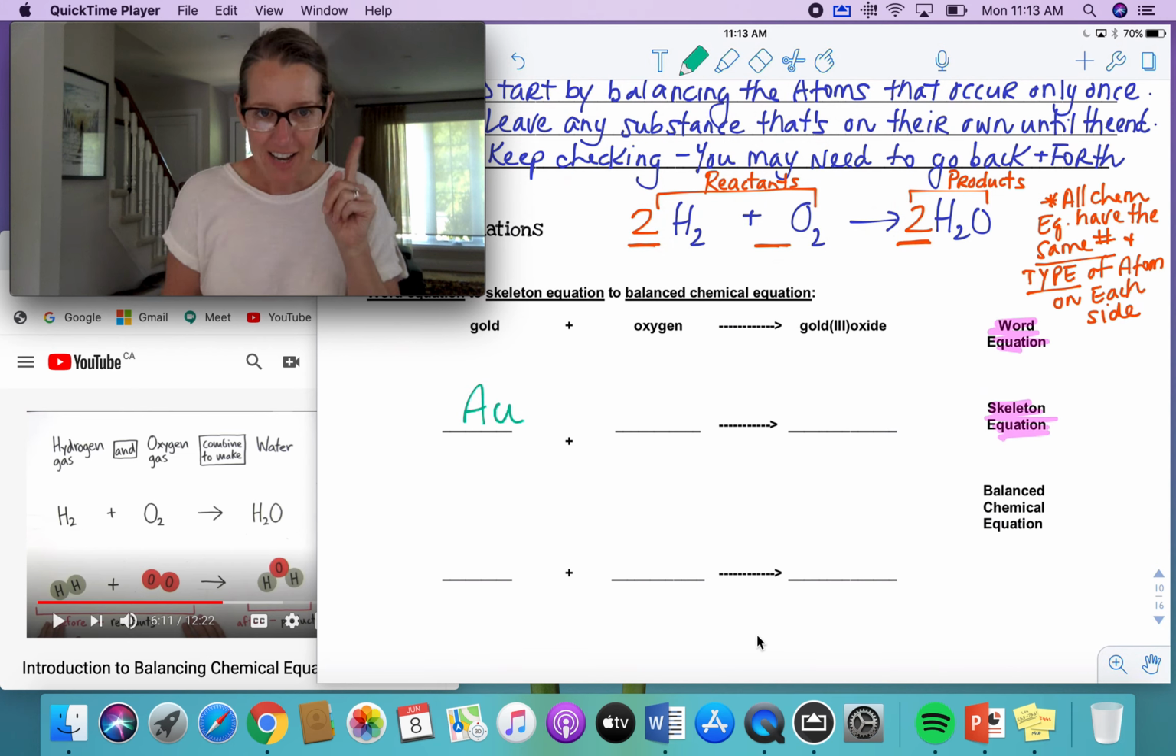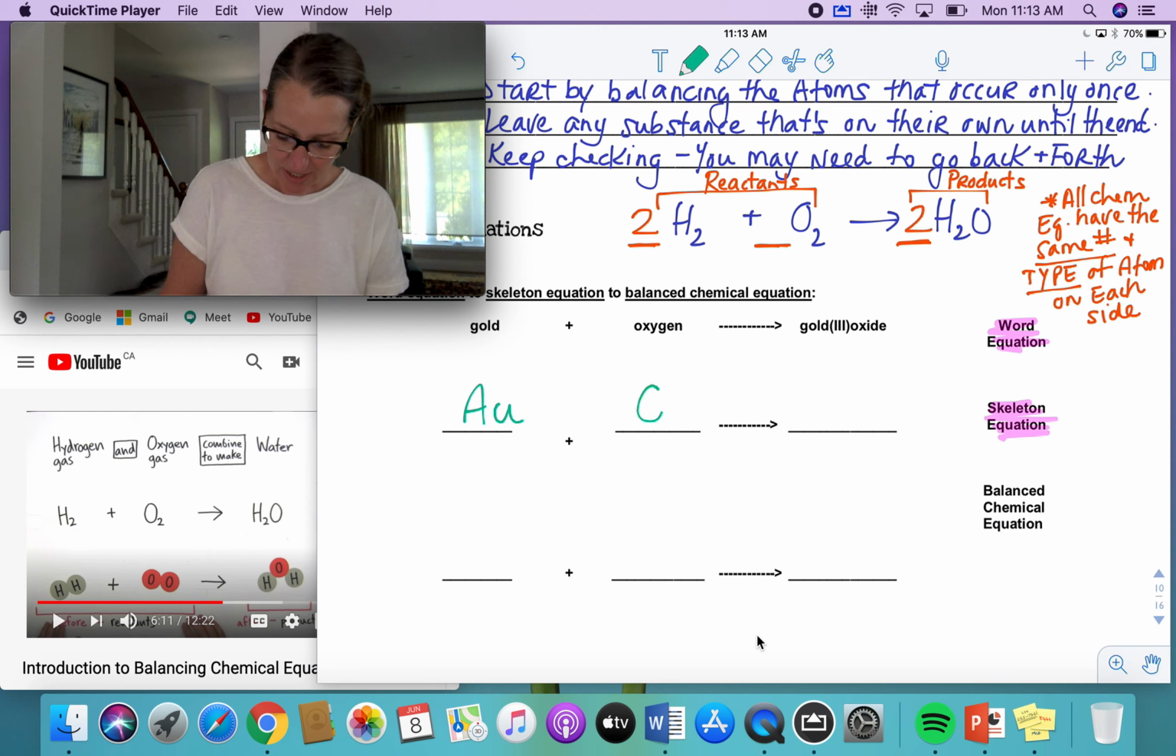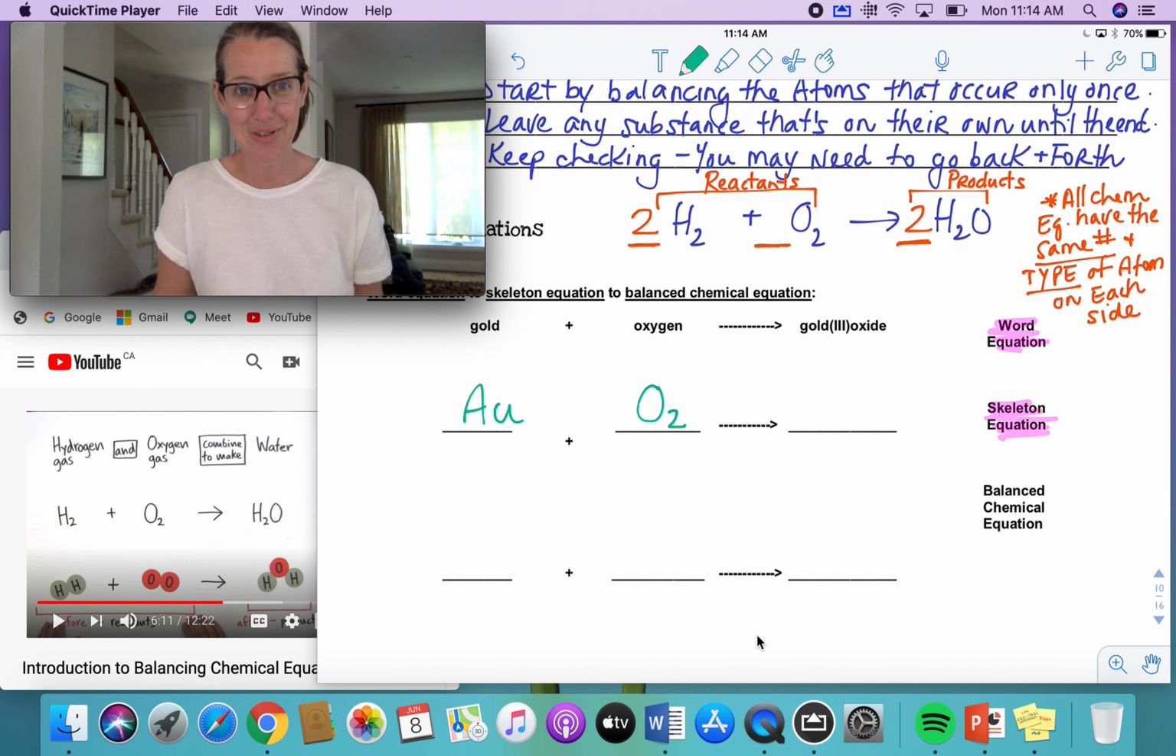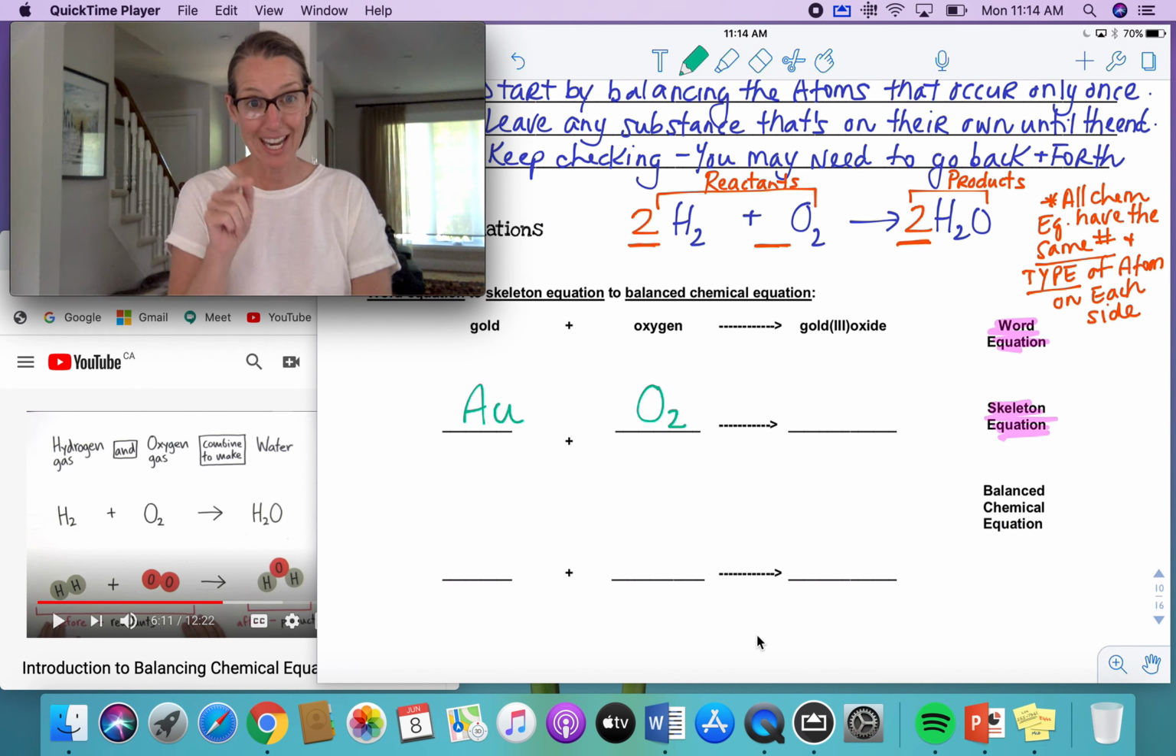Oxygen, I have to remember that oxygen is one of my diatomic molecules. So every time you see oxygen, it is always O2. Now I'm going to write my gold 3 oxide. Remember, we've done our practicing with nomenclature. Maybe we did a quiz and maybe you did well on the quiz. So now you can name these. If you can't remember your naming rules, go back to your notes.